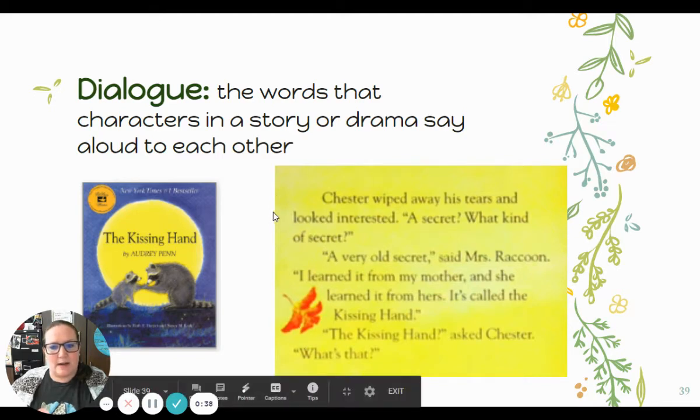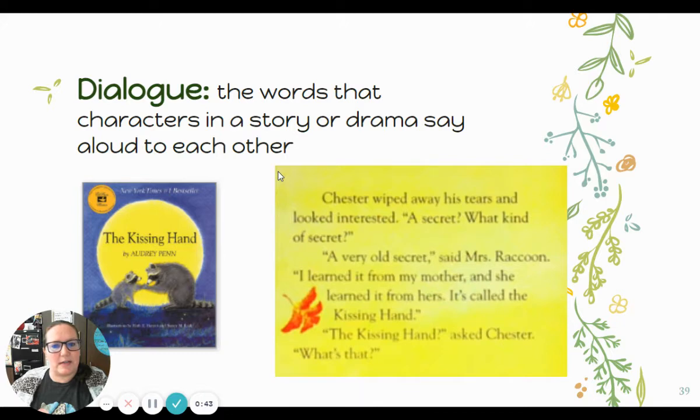Here's a page where I found some dialogue. It said, "Chester wiped away his tears and looked interested. 'A secret? What kind of secret?' 'A very old secret,' said Mrs. Raccoon. 'I learned it from my mother, and she learned it from hers. It's called The Kissing Hand.' 'The Kissing Hand?' asked Chester. 'What's that?'"